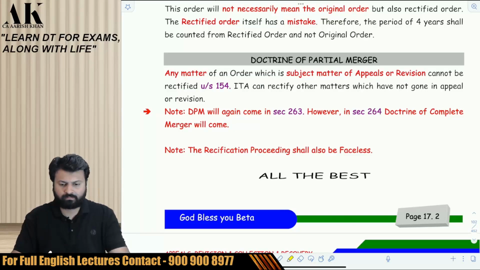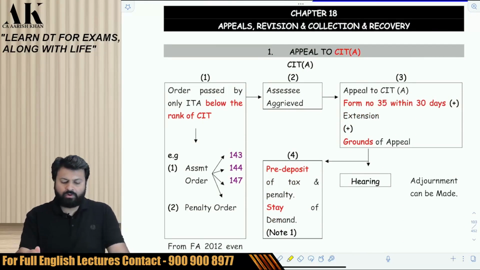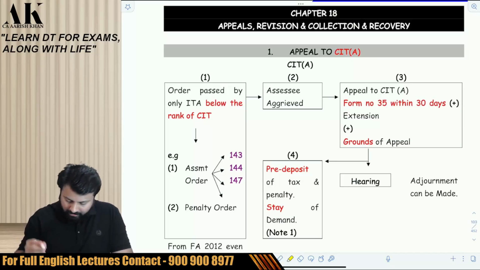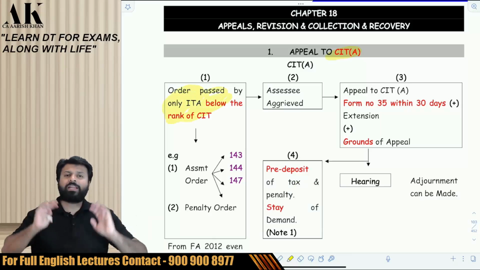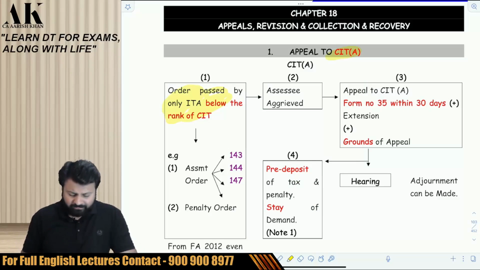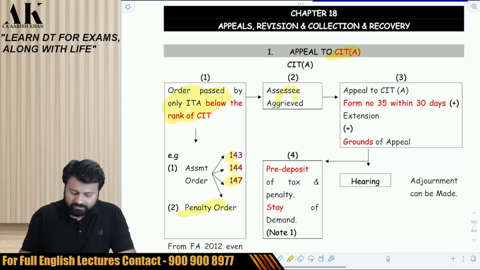Okay. Let's move ahead with the next topic, and that is a big one, that is appeal, revision, collection and recovery. These are the small aspects which are covered under one roof. So let us first talk about CIT appeal. If the assessee is aggrieved by an order passed by an income tax authority below the rank of CIT, it means if the assessee is aggrieved by the order passed by the assessing officer, an order under 143, 144, 147, or a penalty order, or any other order which is passed by the AO, then the assessee has to file an appeal to CIT appeal.